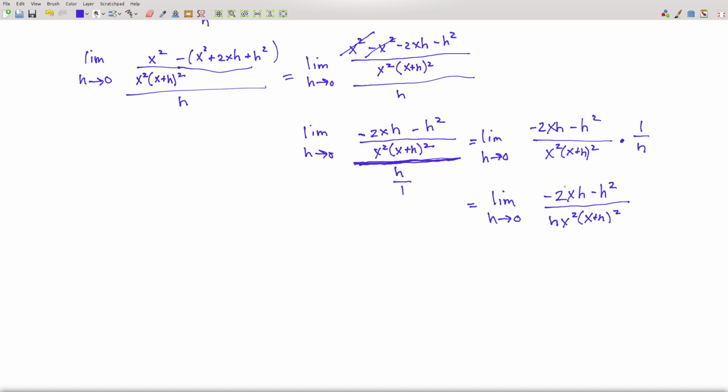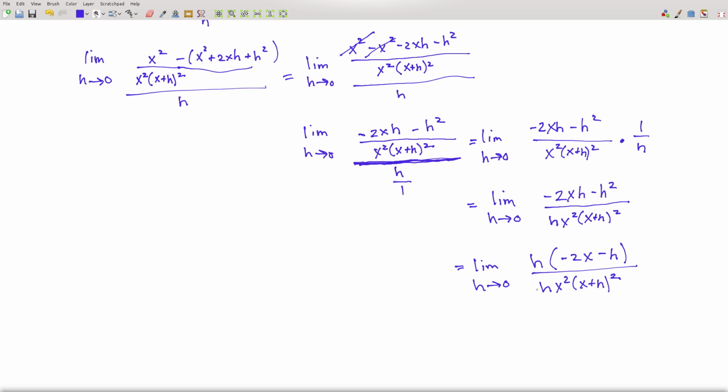There is a problem there, but look at the numerator. Look at what's in both terms in the numerator. There's an h in both terms, so let's factor that h out. So this becomes the limit as h goes to 0 of h times, when you pull that h out, you have negative 2x minus h. How about that? Over, what? Down here is h times x squared times the quantity x plus h squared.